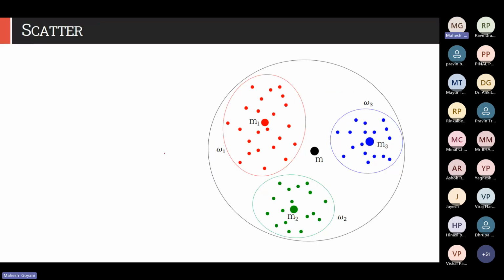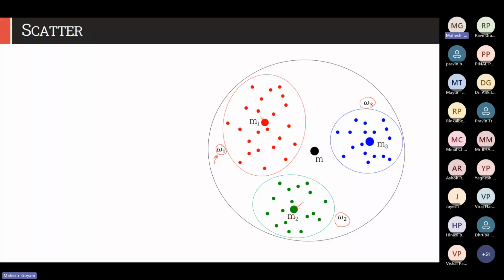Another important property is to understand the scatter of the data. So for that, we will consider one scenario where we have 3 classes: omega 1 that represents red points, omega 2 having green points, and omega 3 that is the set of blue points. Now M1, this particular point, represents the mean of all the red points, or we can say that M1 is the average or mean of class omega 1. Similarly, this point M2 is the centroid or the mean of class 2. So that is the average of all the green points.